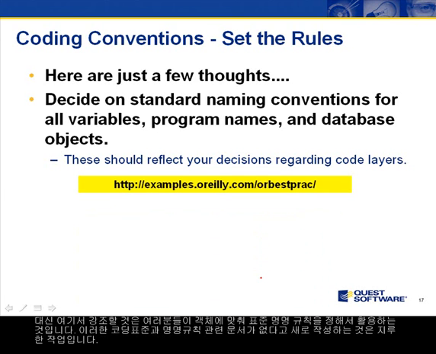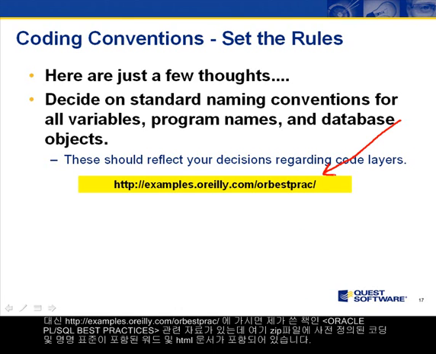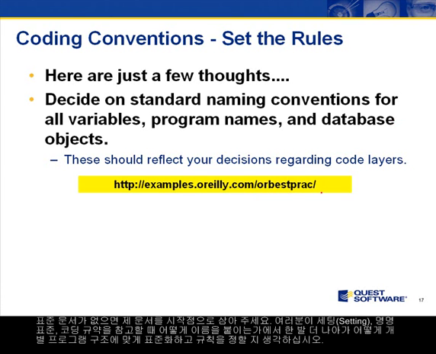Now, if you don't already have a document that has these kinds of naming standards and coding conventions, it's really tedious, rather boring to write one. So feel free to go out to this URL, examples.oreilly.com/bestpractices, and you'll find a link to the website for my Oracle Best Practices book, Oracle PL/SQL Best Practices, and you can download a predefined set of naming conventions and coding standards as a Word document or HTML document off of that website. So if you don't have one, try using that one as a starting point.